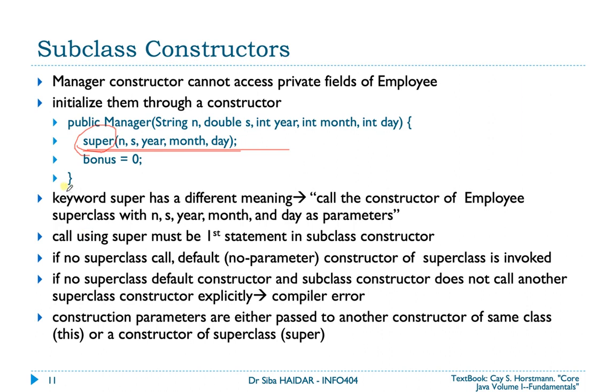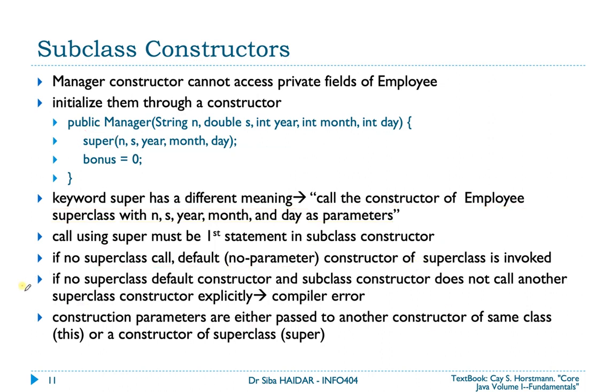So there are some things you must know about the keyword super. The keyword super has different meanings. It calls the constructor of the superclass with n, year, month, day as parameters. A call using super must be the first statement in the subclass constructor, and if there is no keyword super inside the subclass constructor, a default one, super with empty parentheses and no parameter, the constructor of the superclass is invoked.